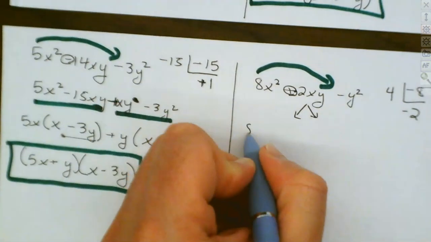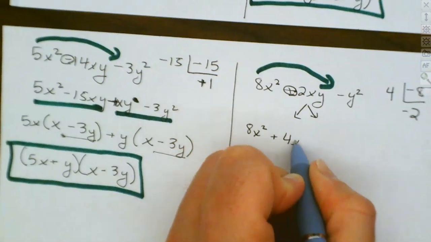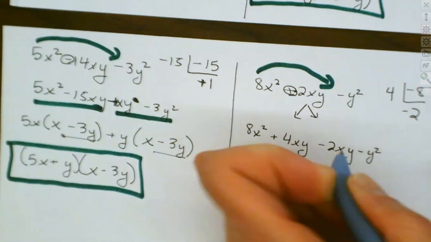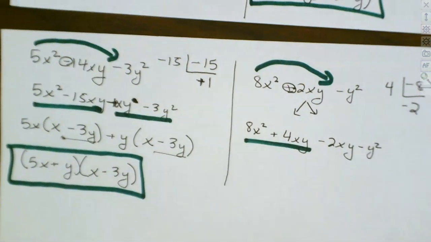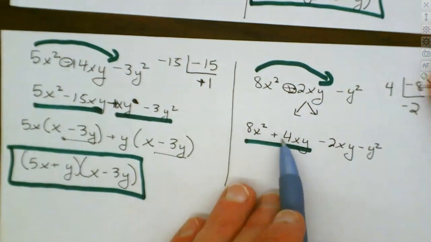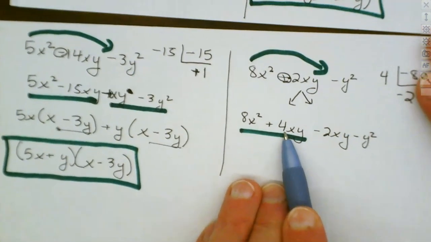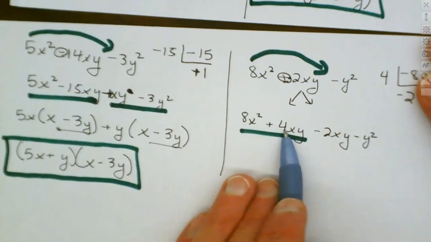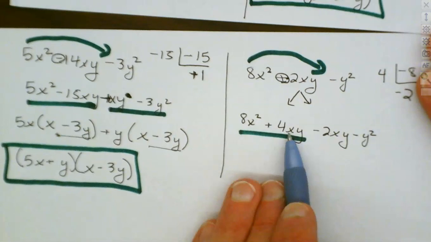Break this down a bit. So 8x squared plus 4xy minus 2xy minus y squared. First two pieces, what can I factor out of here? Someone tell me what I would factor out of here. What do these have in common? Bigger than a 2, they both have a 4 in common, don't they? And what variable as well? These have the variable x, don't they?